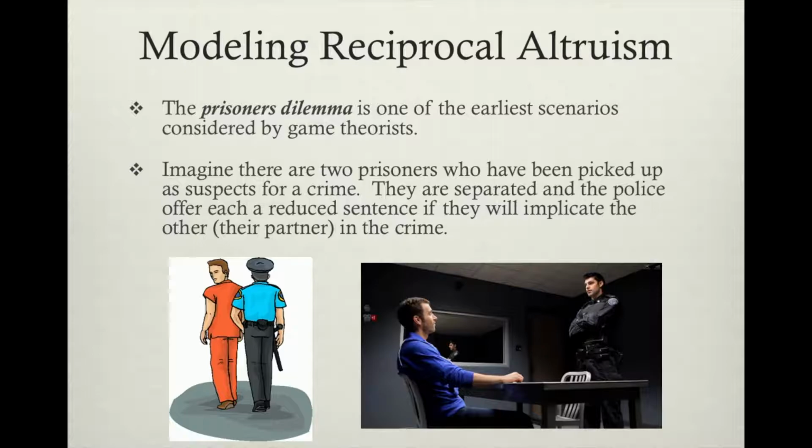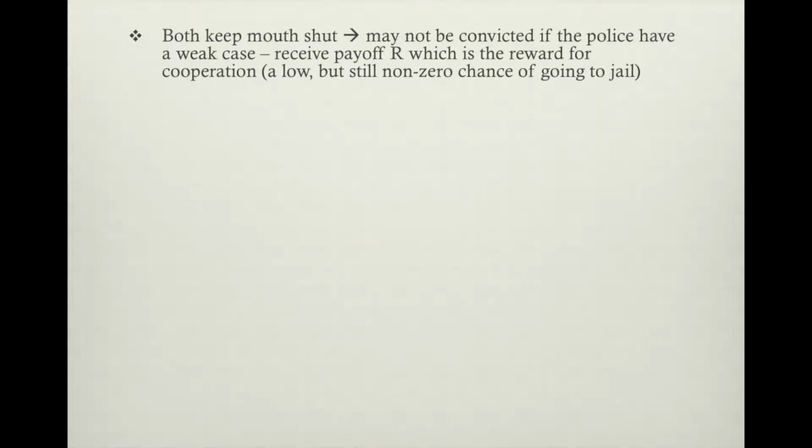This is a very realistic scenario in this kind of criminal accessory or accomplice case, right? They're not going to be interrogated together. They're going to be separated for interrogation. And there are potentially plea bargains that reduce the sentence they'll receive if they're willing to implicate their partner, if they're willing to rat out their partner. So there are four possible strategies that the two criminals can employ.